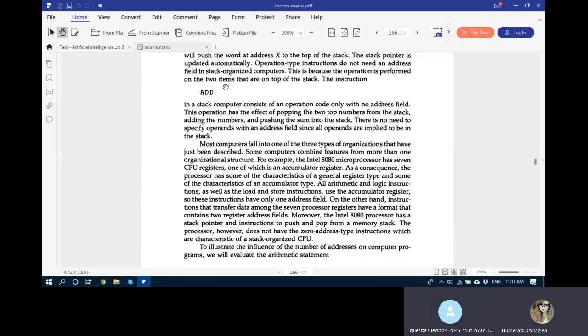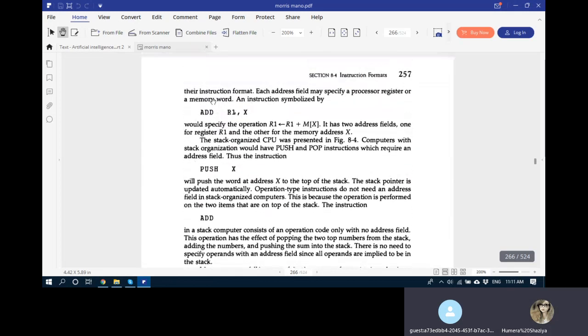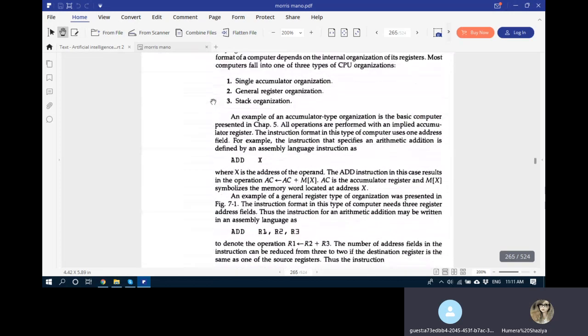Yesterday I told you, when a stack encounters an operator, it pops the first two elements and then performs the addition. So here also, add means it pops the first two elements and then performs addition on those. So we have single accumulator organization, general register organization and stack organization.